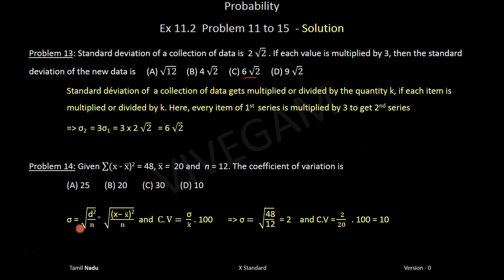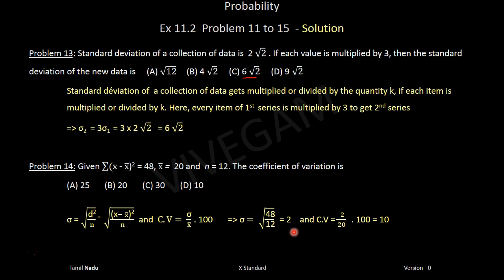What is sigma? Sigma is the root of the sum of d squared by n, or the root of the sum of (x minus x bar) squared by n. And they have given us the sum of (x minus x bar) the whole squared, so you need to substitute, and n is also given as 12. So the standard deviation sigma will be root of 48 by 12, that is root of 4. Root of 4 is 2.